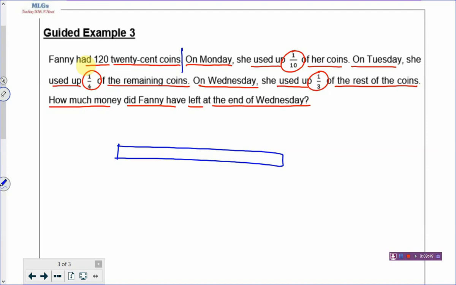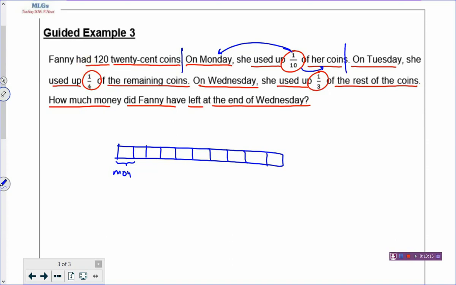On Monday, she used up 1/10. It means that her coins have altogether 10 boxes, and she used up 1 box on Monday. So let's cut the rectangle into 10. 1, 2, 3, 4, 5, 6, 7, 8, 9, 10. And label. So a good model drawing has labeling. So this is Monday. You can see that I'm not solving, I'm just focusing on the drawing.